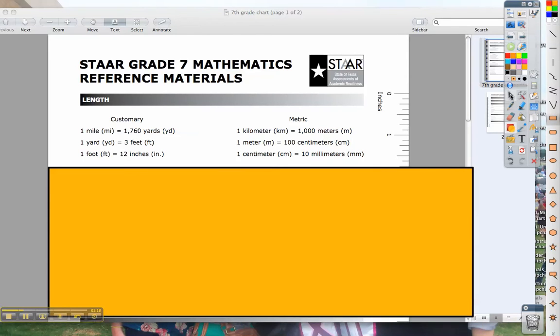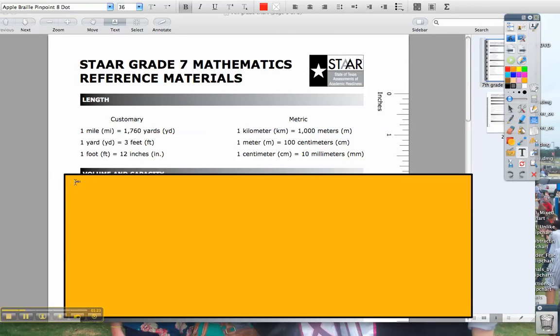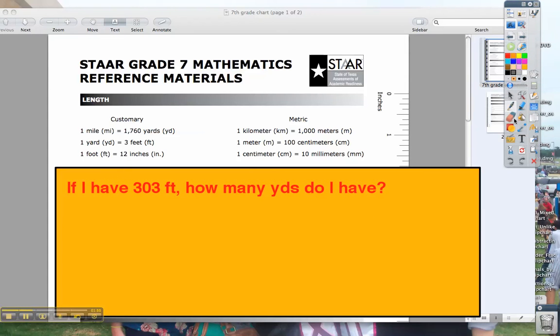So today we're going to do an example problem where I'm going to be converting. I'm going to ask you, if I have 303 feet, how many yards do I have? So we can set this up as a type of proportion problem.